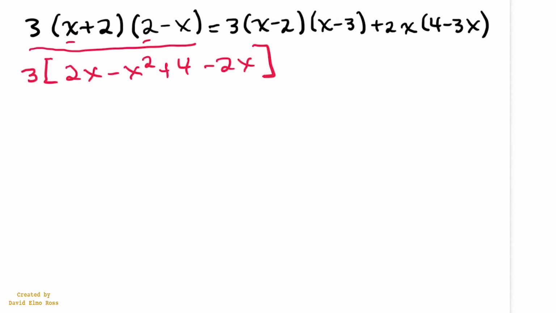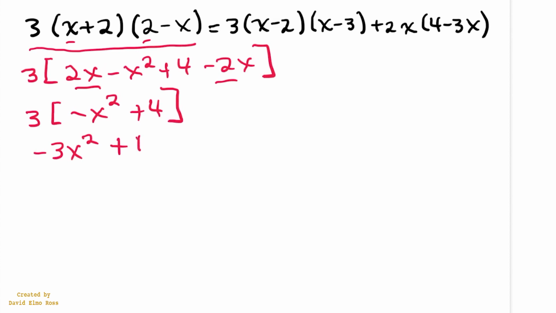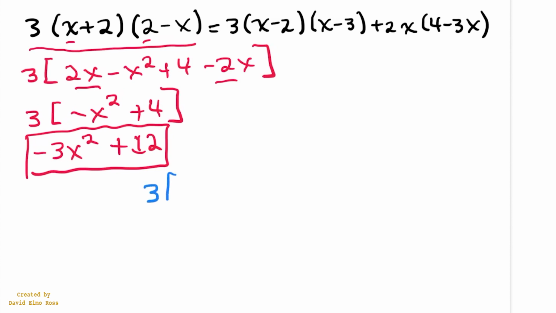So we can see here that we have 2x and minus 2x, so we can make this into 3 times minus x squared plus 4. And that is our left side almost simplified, so this is minus 3x squared plus 12. And this is what we have here for our left side of our equation once we've solved it down to there. Let's take a look at the right side of the equation. And this is going to be 3 square bracket, and let's use FOIL on this.